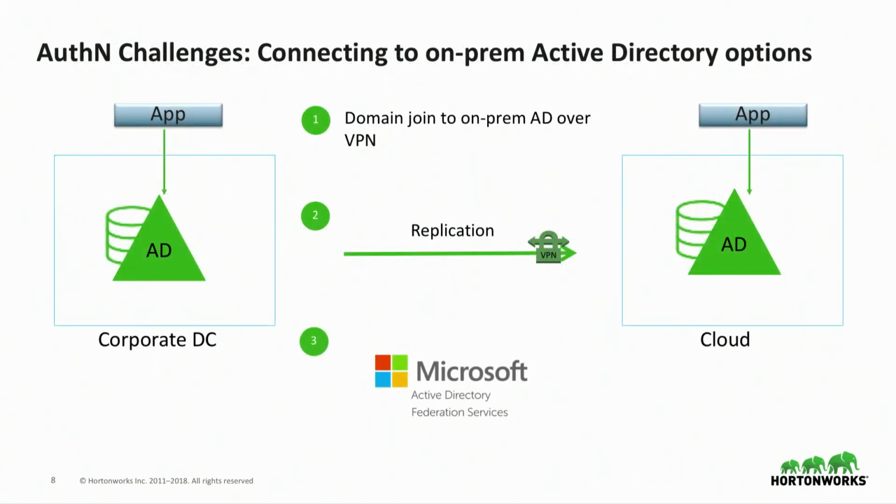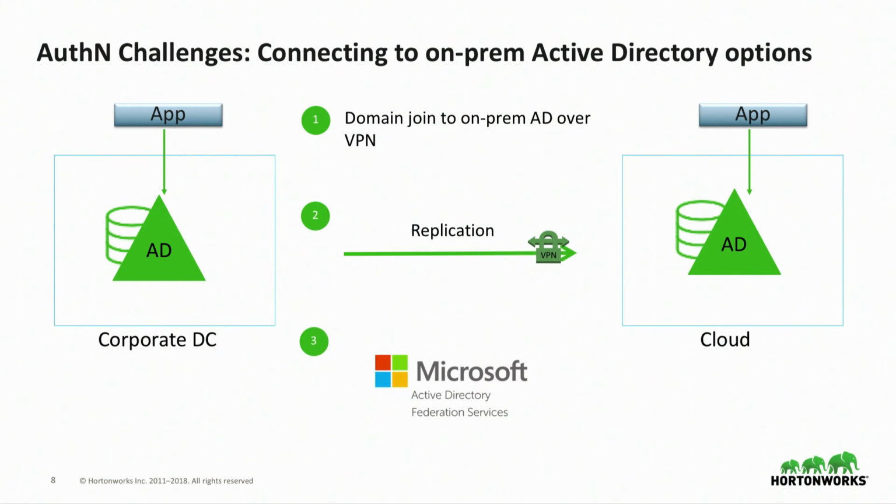All right. Now, in this particular slide, I'm showing the challenges that you'll face when you try to connect to on-prem AD from the cloud. So the first option is to do a domain join to an on-prem AD over a VPN. So here, your EC2 instance essentially does a domain join with an on-prem AD. The biggest problem with this option is latency. All right? If you have a chatty application that has to authenticate with an on-prem AD a lot, this option is not viable for that.